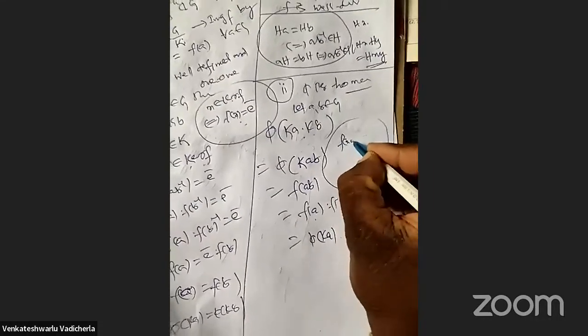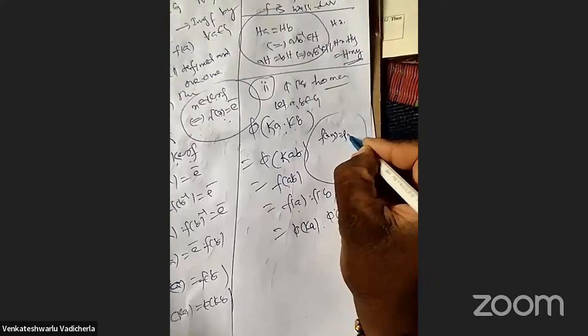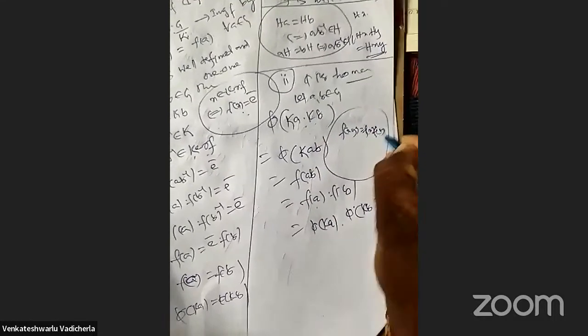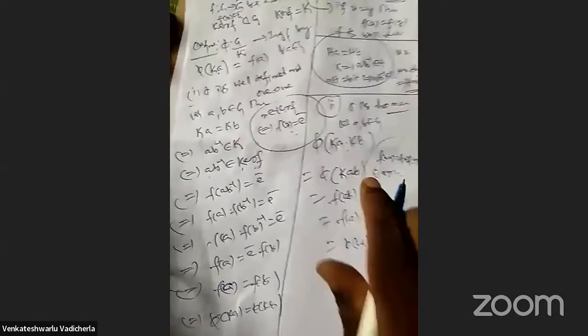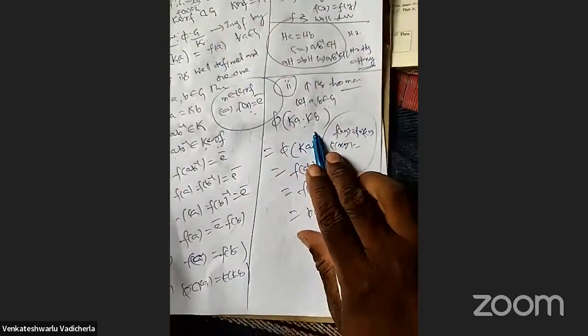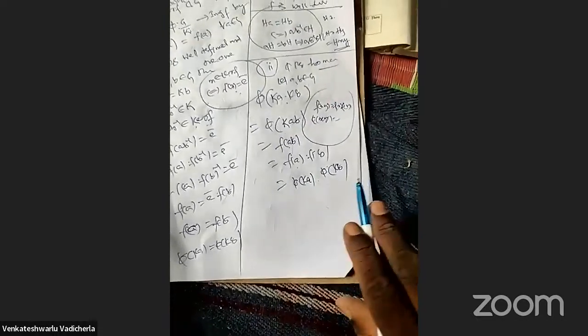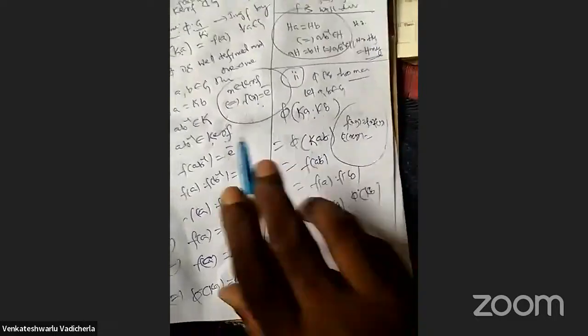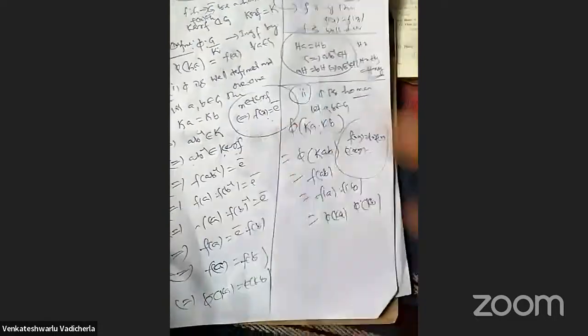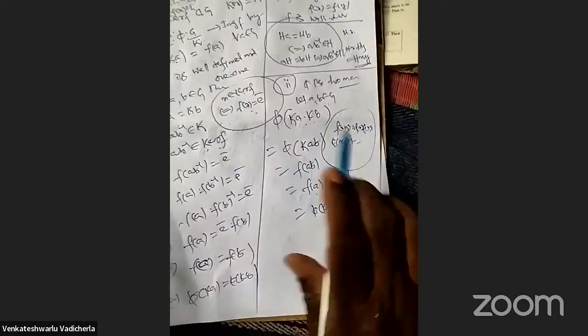What is the homomorphism definition? Simple: f of xy is equal to f of x into f of y. Similarly, pi of xy is equal to pi of x into pi of y. Here, pi of ka into kb is equal to pi of ka into pi of kb. Pi is a homomorphism, pi is 1-1, and pi is well defined.